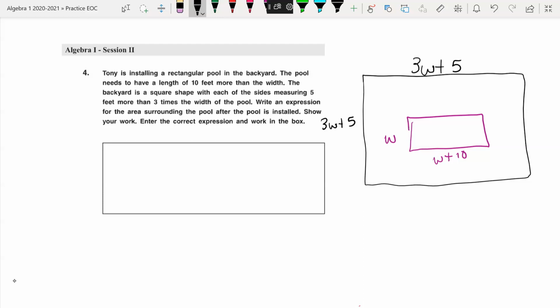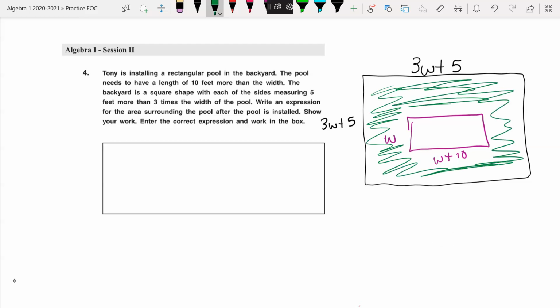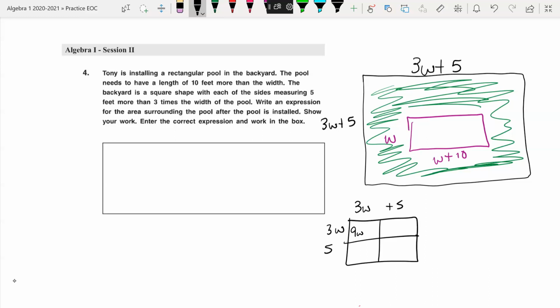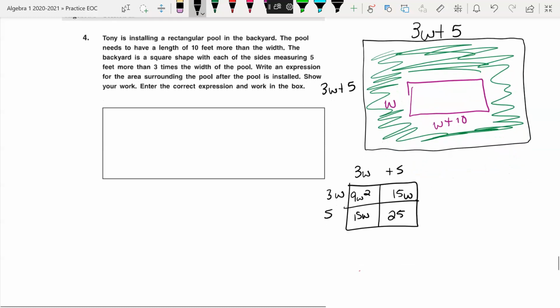It says write an expression for the area surrounding the pool after the pool is installed. So I'm trying to find what I'm shading in green, the area around the pool after the pool is installed. So what you need to do is you need to find the area of the whole thing. So that would be 3W plus 5 times 3W plus 5 because it's length times width. And you can do the box method on this. So I would get 9W squared, 15W, 15W, and 25. So the area of the whole rectangle, or square in this case, is this.